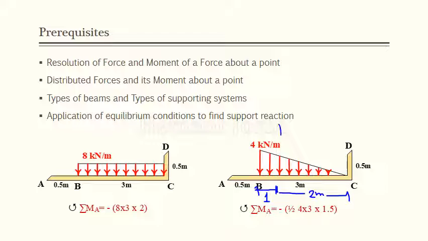The total UVL is acting at the centroid point, and for the triangular shape, the value will be 1/2 into the intensity, that is 4, and the base distance is 3. So this is equal to 6.